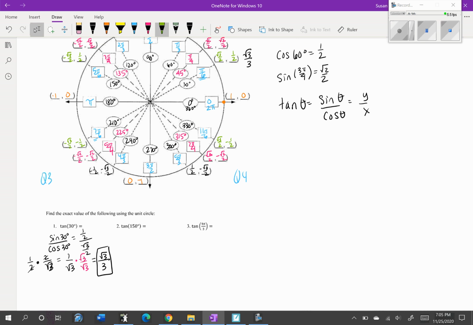If I did the tangent of 150 degrees, so 150, we're using 5 pi over 6. So the sine of 150 degrees over the cosine of 150 degrees. So that gives us 1/2 over negative root 3 over 2. So notice that it's going to give us the same answer, just the sign change. So we have keep, change, and flip. So those cancel out to give me negative 1 over root 3. And then when you rationalize, we get negative root 3 over 3.